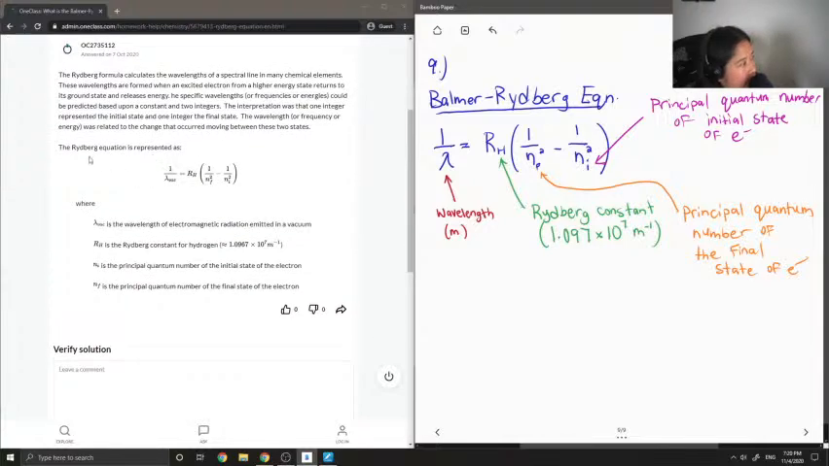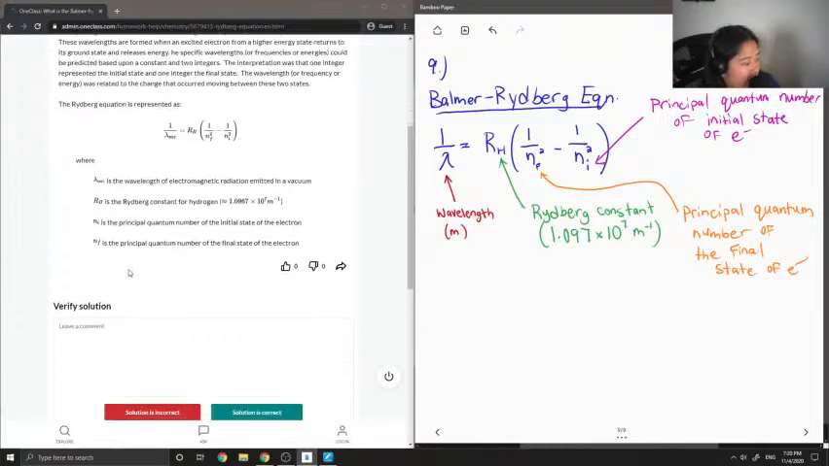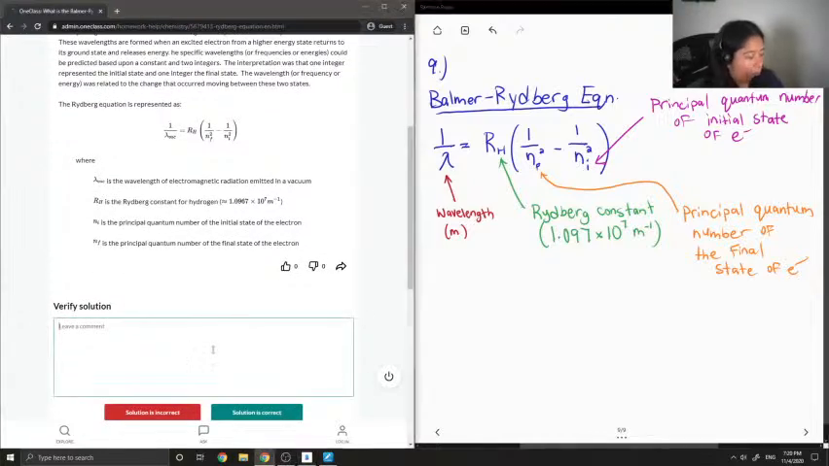Yeah? And then they have the Rydberg equation represented as this, where lambda is the wavelength of electromagnetic radiation emitted in a vacuum. R is the Rydberg constant for hydrogen. And n_i is the principal quantum number of the initial state of the electron, and then n_f is the principal quantum number of the final state of the electron. So this solution is correct.